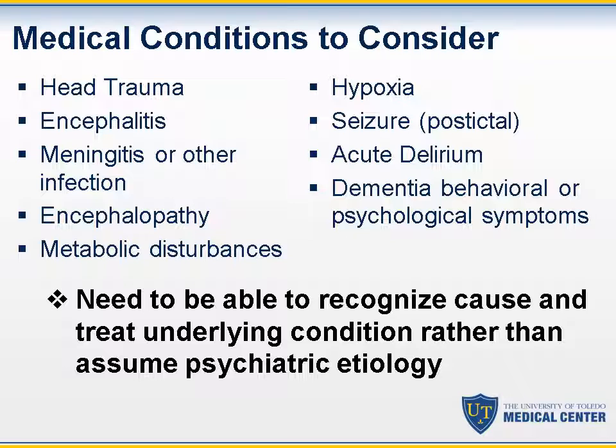Medical conditions to consider: head trauma, encephalopathy, especially if we're considering it from renal failure or hepatic failure. Some metabolic conditions to consider would be hyponatremia, hypocalcemia, and hypoglycemia. There's also hypoxia, seizures, acute delirium, and dementia behavior or psychological symptoms. The important thing to consider is that we need to make sure that we are recognizing and treating the underlying cause, rather than just assuming that it's psychiatric in nature.